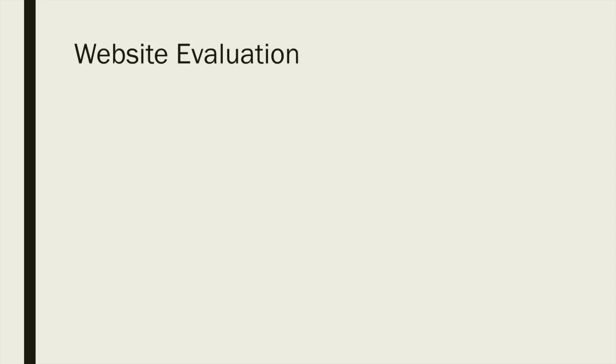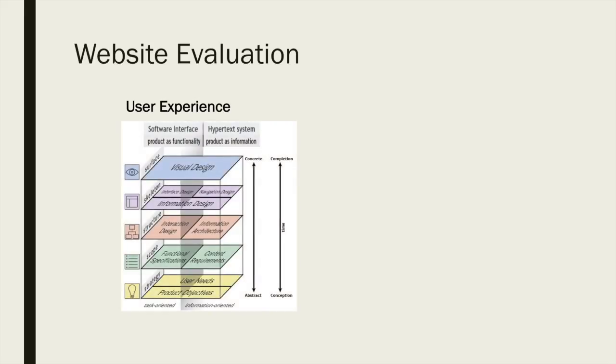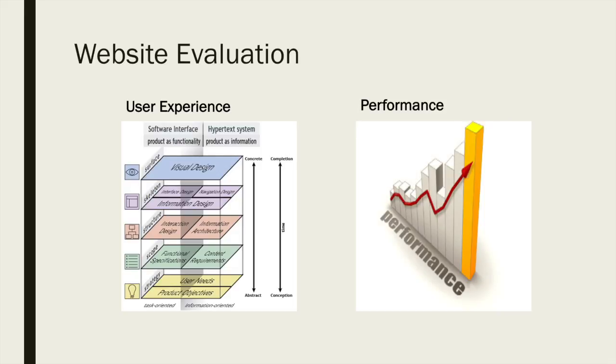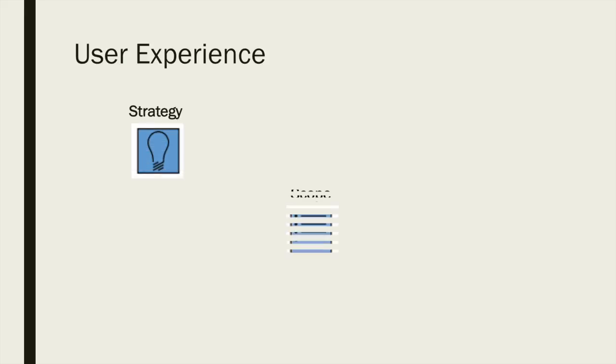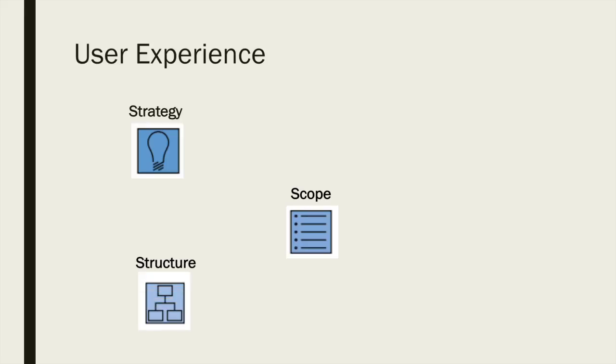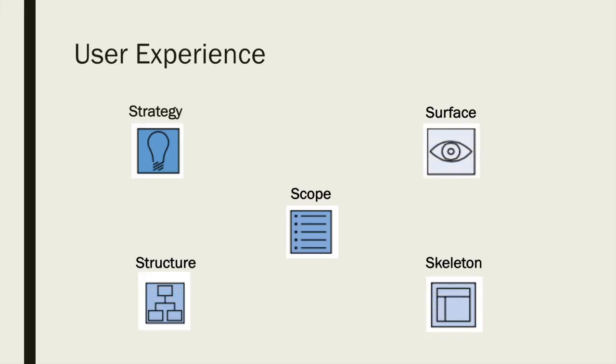Now to the evaluation of the website. We evaluated the site in two methods based on the user experience and the performance of the site. So the user experience, we evaluated this based on the 5 elements of user experience developed by Jesse James Garrett. These are the strategy, scope, structure, skeleton, and surface.